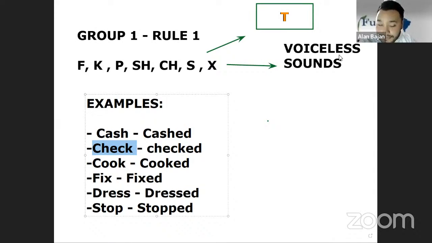Letter K, right? Checked. Letter K. So in past tense, we don't say checked with an ed sound. We say checked, with a T. Repeat, checked. You got it. Next one.